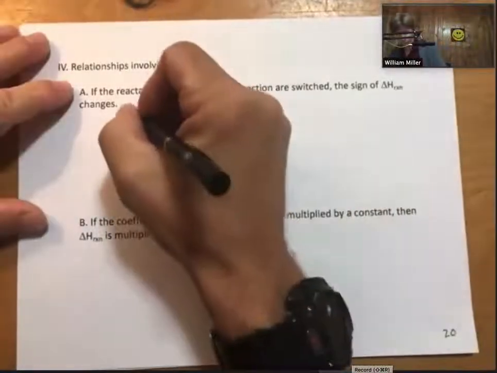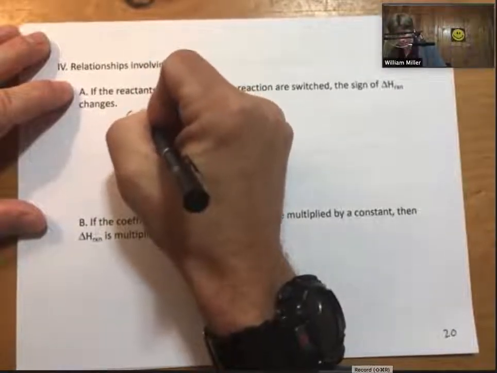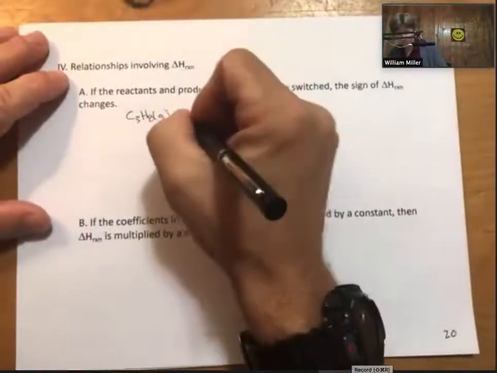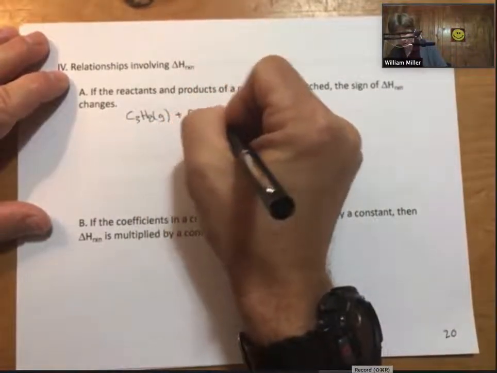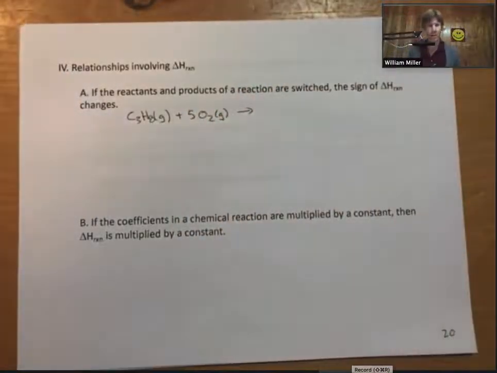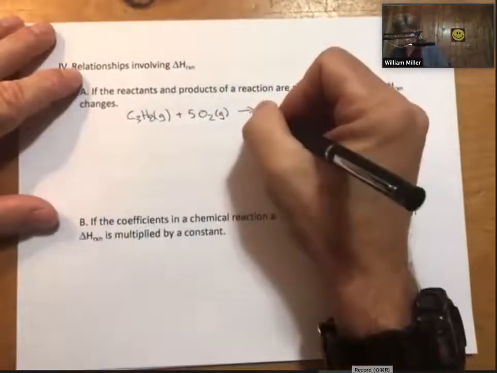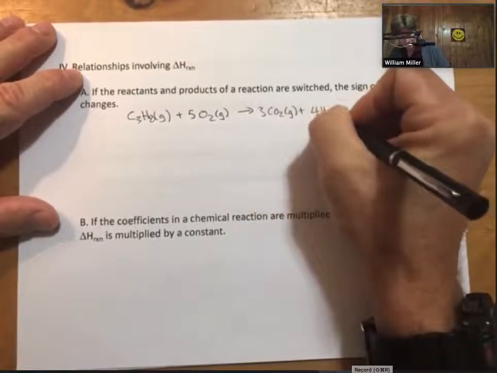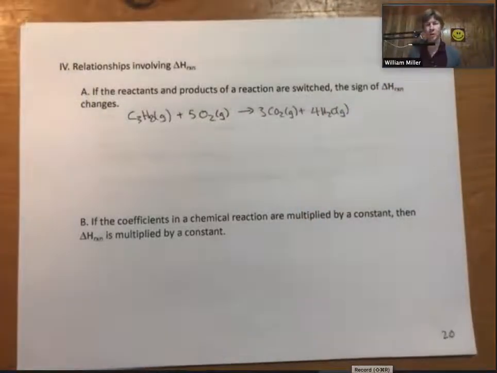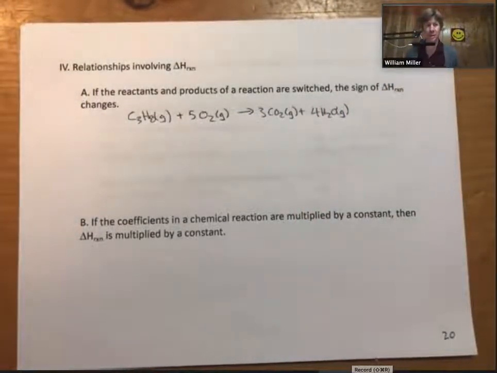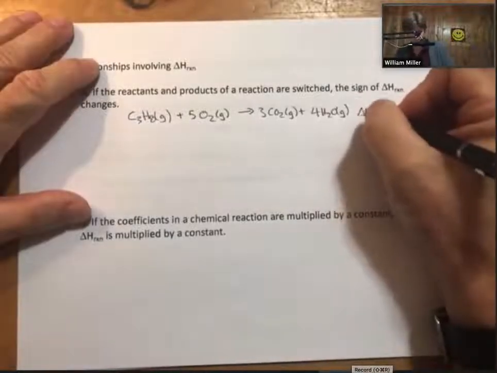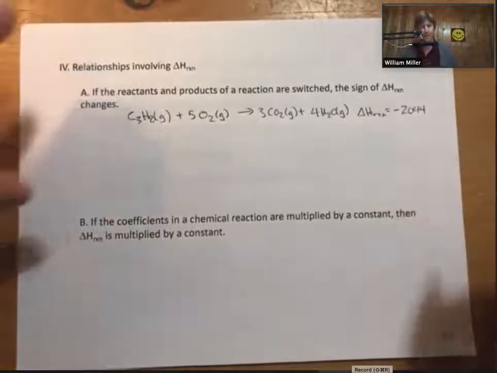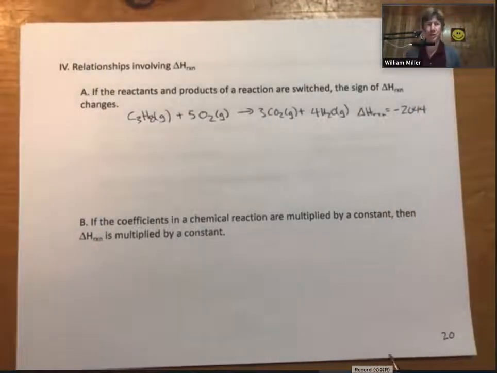So for the combustion of propane, we take propane plus 5 moles of oxygen, goes to make 3 moles of carbon dioxide, plus 4 moles of H2O. What we've said previously is that delta H reaction for this is negative 2,044 kilojoules per mole.